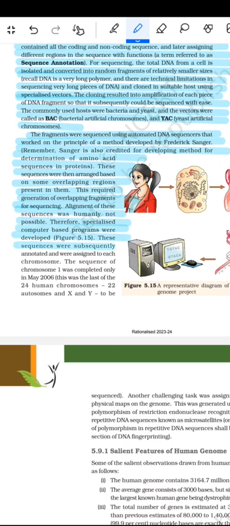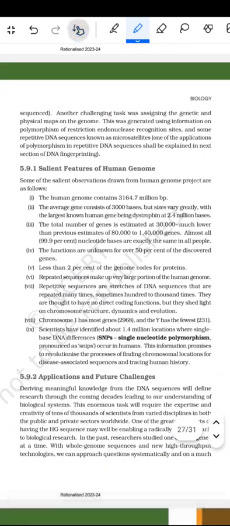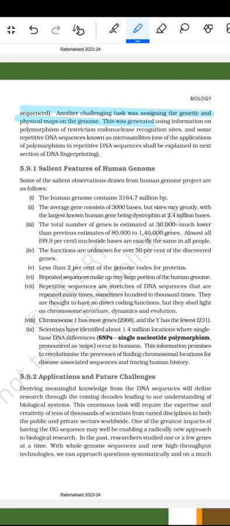These sequences were subsequently annotated and assigned to each chromosome. The sequence of chromosome 1 was completed only in May 2006. This was the last of the 24 human chromosomes, 22 autosomes and the X and Y, to be sequenced. Another challenging task was assigning the genetic and the physical map of the genome. This was generated using the information on the polymorphism of restriction endonuclease sites and some repetitive DNA sequences known as microsatellites.